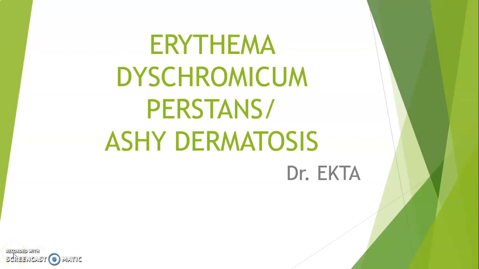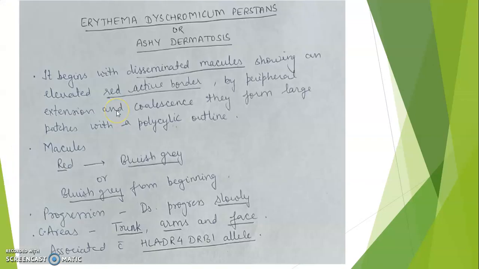Hello everyone. We are going to study Ashy dermatosis, or Erythema dyschromicum perstans. It begins with disseminated macules showing an elevated red active border. By peripheral extension and coalescence, they form large patches with a polycyclic outline.